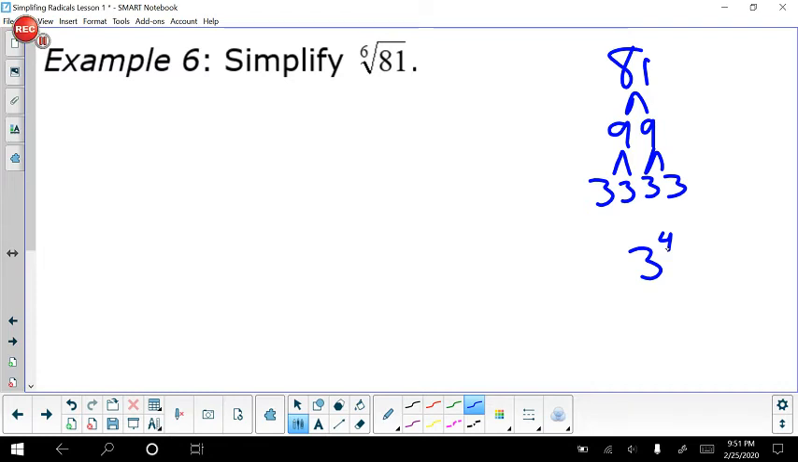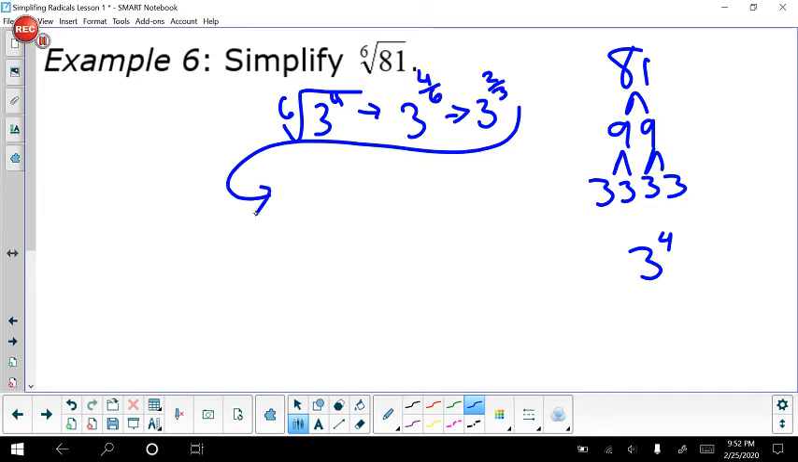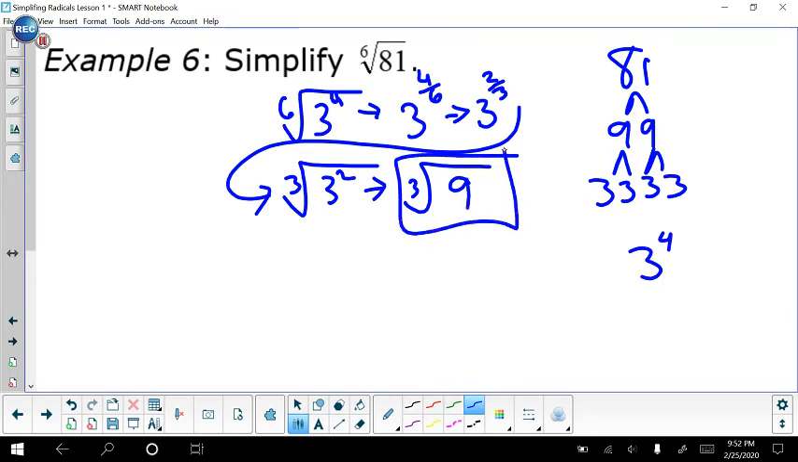But we know that we can convert it from radical form to exponential form, because another way to write this is the 6th root of 3 to the 4th. Okay, now I'm going to rewrite this as 3 to the 4 divided by 6, and simplify to 3 to the 2 over 3. Okay, and then we rewrite it in radical form, so that's going to be the 3rd root, okay, of 3 squared, which would be the 3rd root of 9. And this is where we would stop for this problem.